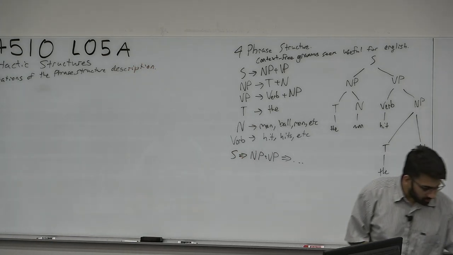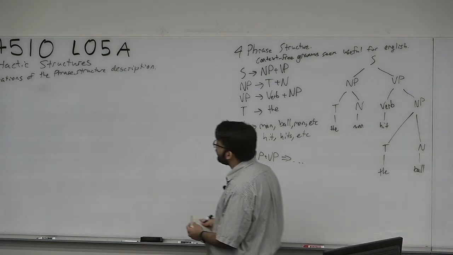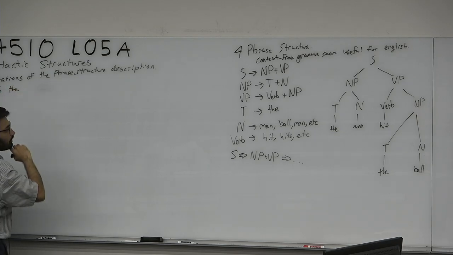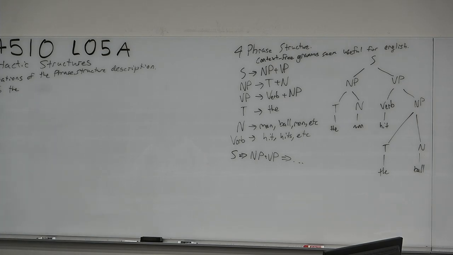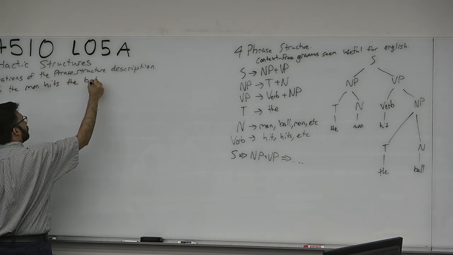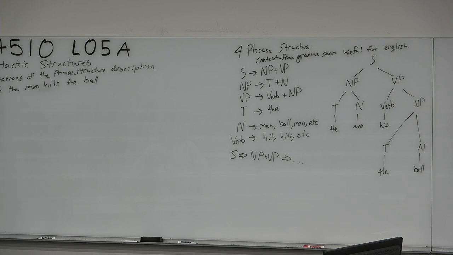So, limitations of the phrase structure description. He notices the following thing. The grammar we've defined is able to produce strings that should be ungrammatical. The men hit the ball. The man hits the ball. The man hit the ball.